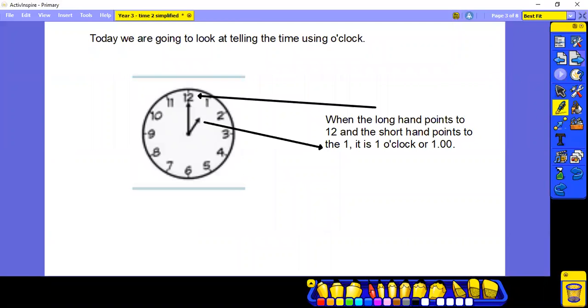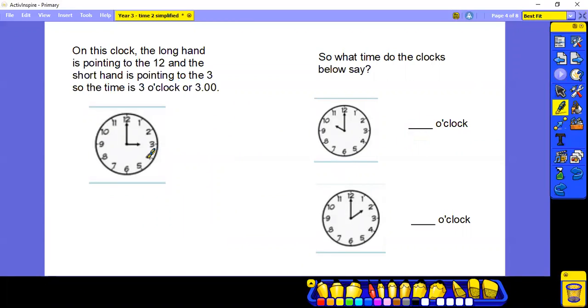So today we're going to look at telling the time using o'clock. So when the long hand points to the 12 and the short hand points to the 1, it is 1 o'clock. And we can write this in words, 1 o'clock, or we can write it using the digital form, 1.00.